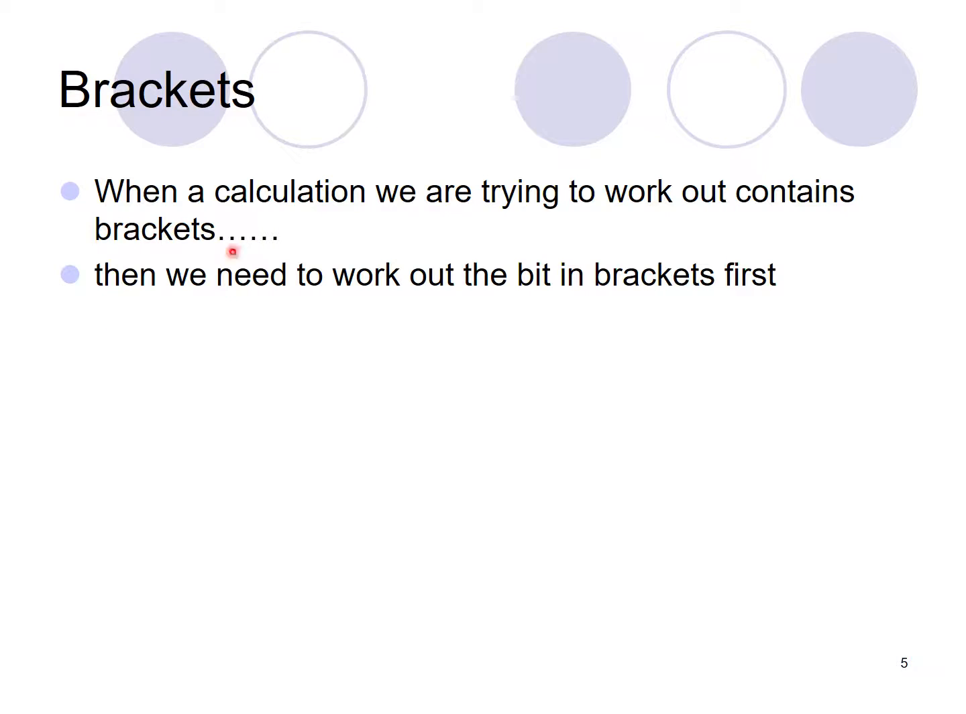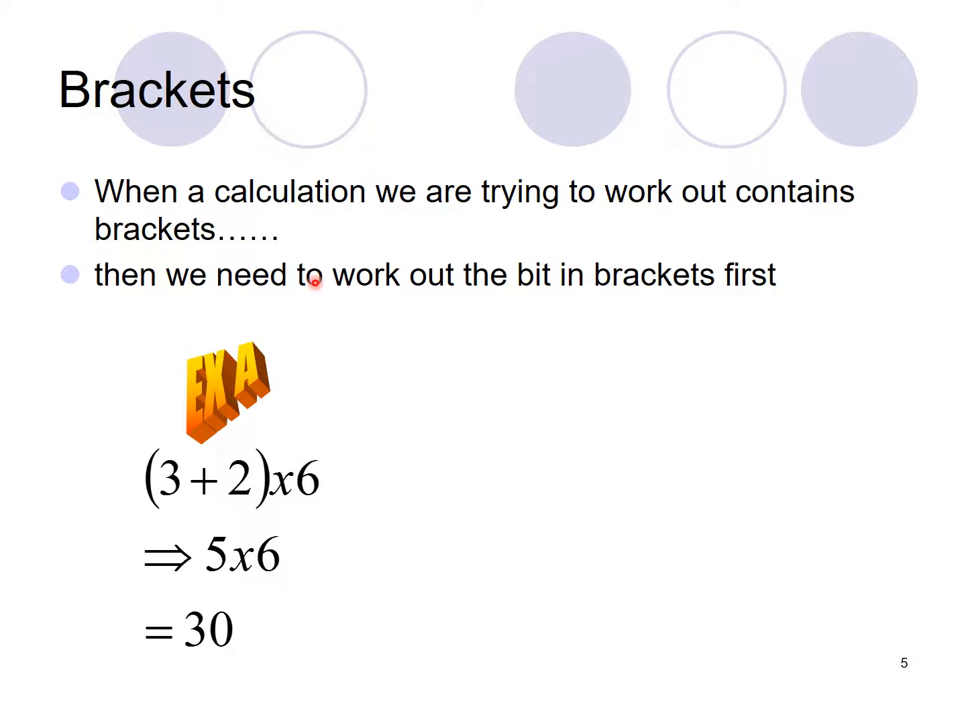So you have to do the bit in brackets first. Just looking at this very simple example here, we've got 3 plus 2 in brackets multiplied by 6. With the BEDMAS rule, it says do the bit in the brackets first. So 3 plus 2 is 5. Okay, we calculate that out. Then we multiply it by 6. So 5 multiplied by 6 gives us 30. And we get 30 as our answer.